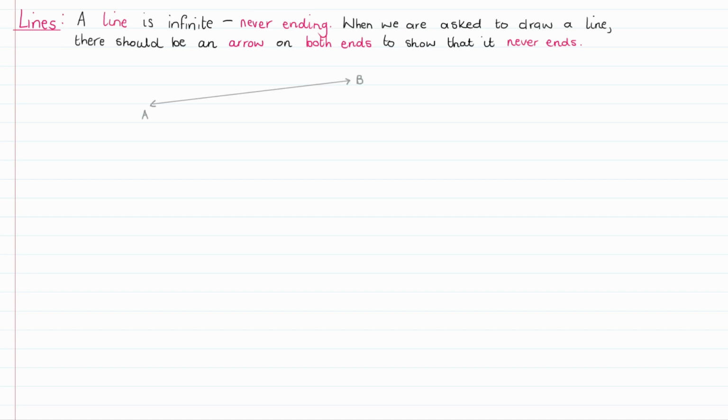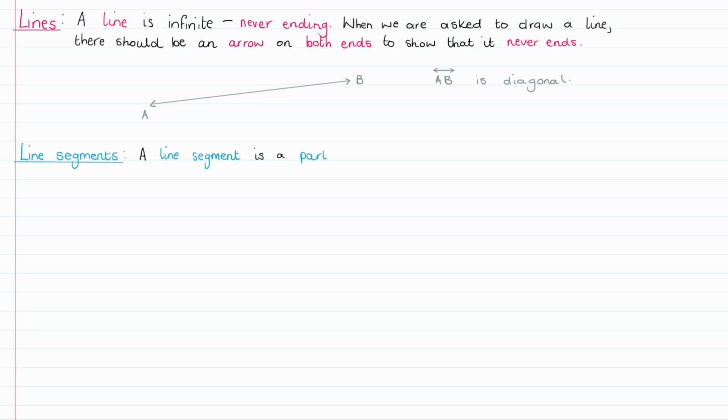Here we've drawn line AB and we're saying that it is diagonal. Take note of the symbol drawn above the letters AB, as this is how you would indicate that AB was a line.